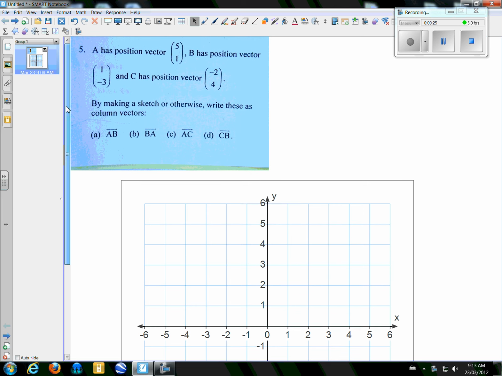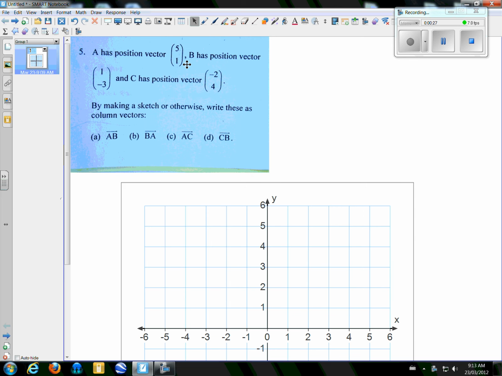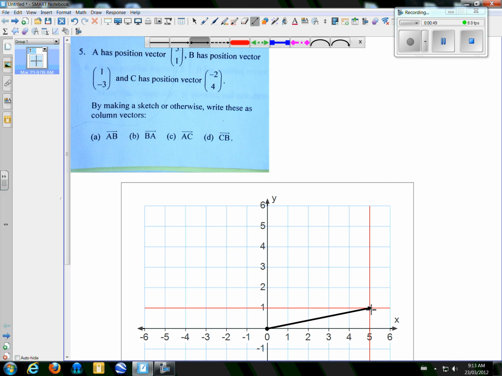So vector AB. First thing we'll do is draw these position vectors, which all will initiate at the origin according to the definition of a position vector. So here goes. Use a black marker. A has position vector (5, 1). So start at the origin. That goes 5 right, 1 up. So I'll draw it right there.